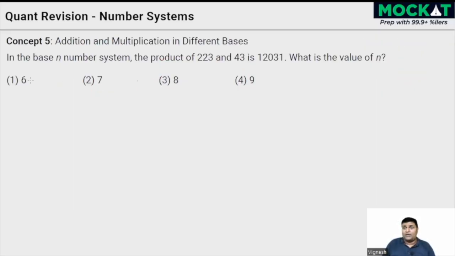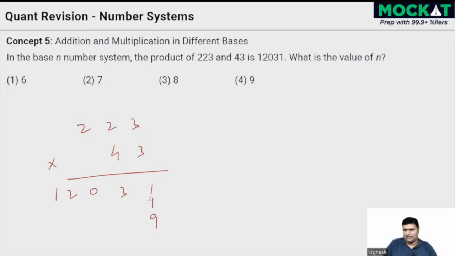Okay. Now, what about adding and multiplying in different bases, right? Simple steps I've given. What are they? Product of 223 and 43, right? In some base, number system is going to give us 12031. What happens in our base? 3 into 3 is how much?